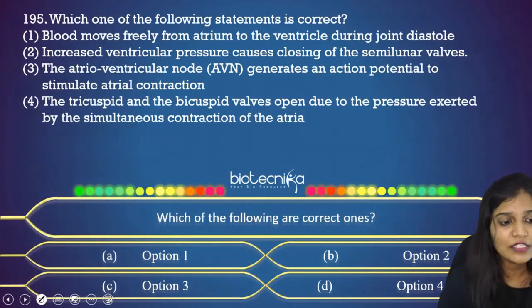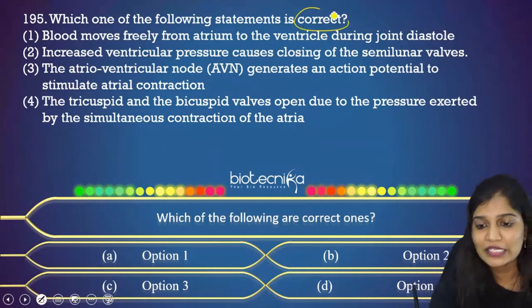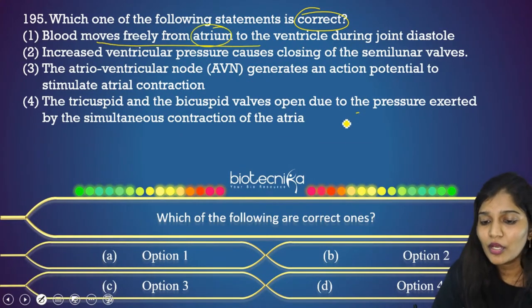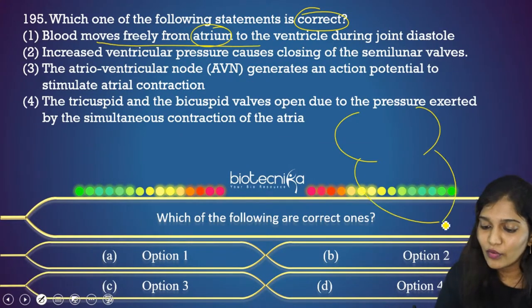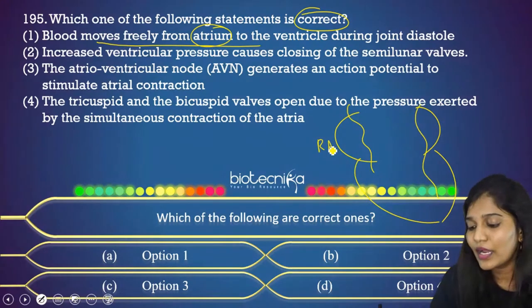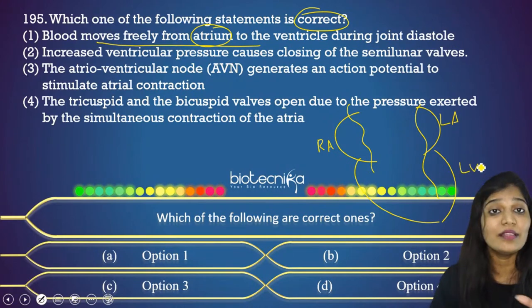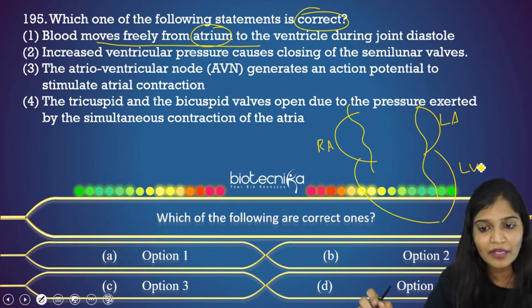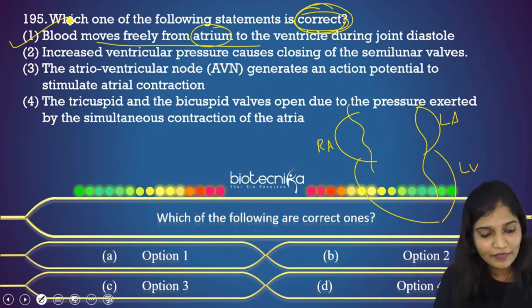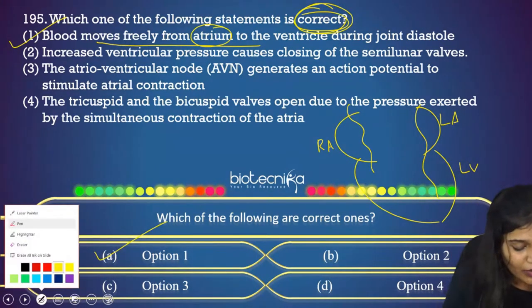Okay, let's do the next question. Which of the following is actually correct? We have to find out. Blood moves freely from atrium to ventricle. So we know blood usually goes from right atrium to right ventricle, and left atrium to left ventricle when the heart is relaxing. Correct statement. They ask you to find out the correct statement. So the first option itself is a correct statement. But let's check the next statement.